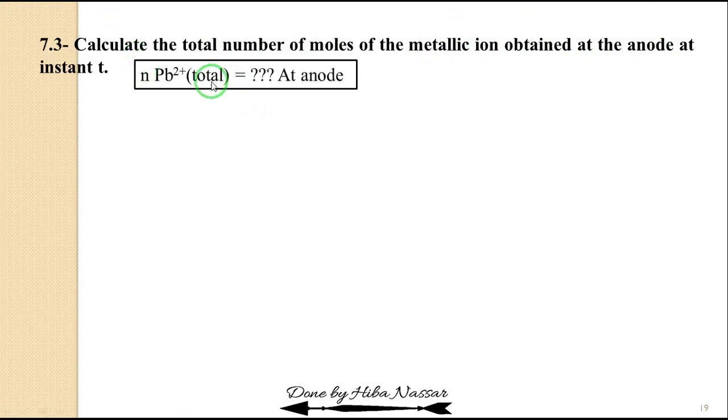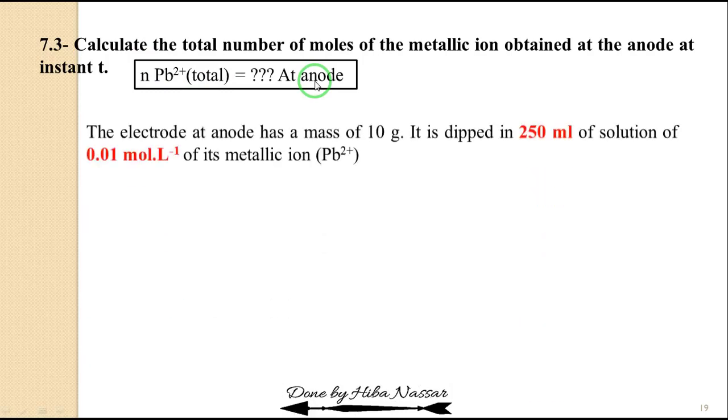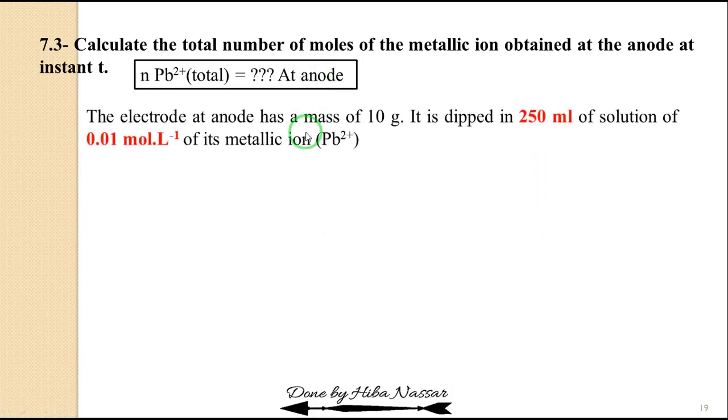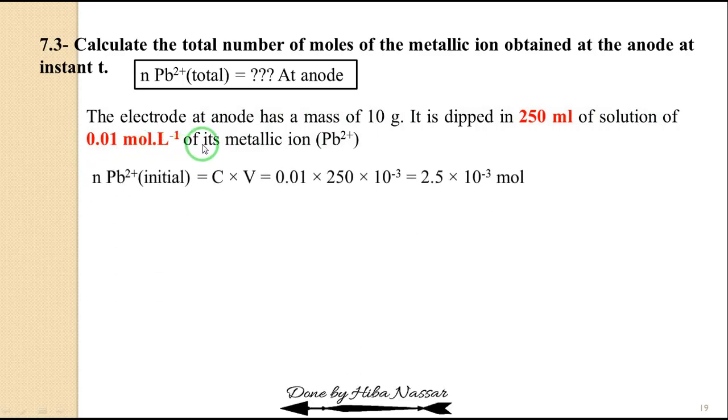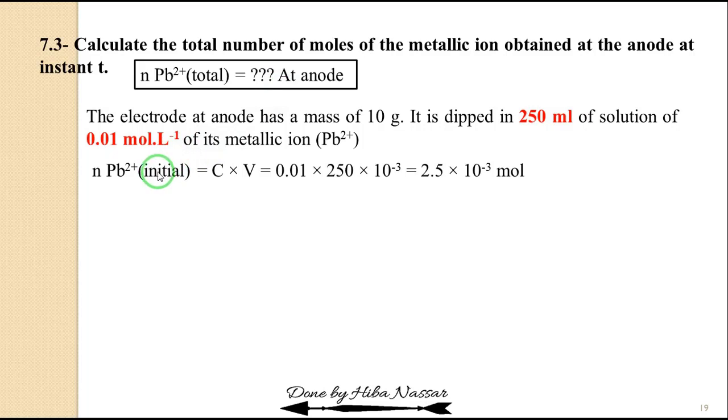So here we will need to calculate the number of mole for Pb2+, which is the total number of mole at the anode. Depending on the initial information, they told us that the electrode at the anode has a mass of 10 gram and it is dipped into 150 milliliter of solution of 0.01 mole per liter of its metallic ion Pb2+. So here we can calculate the initial number of moles for Pb2+ which are initially present in the solution after starting the chemical reaction.